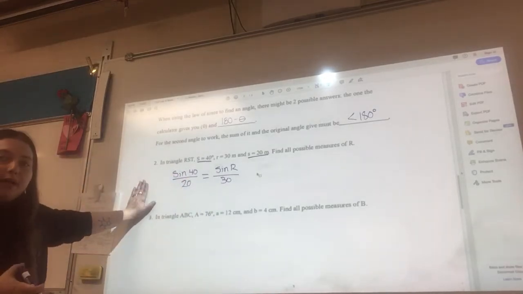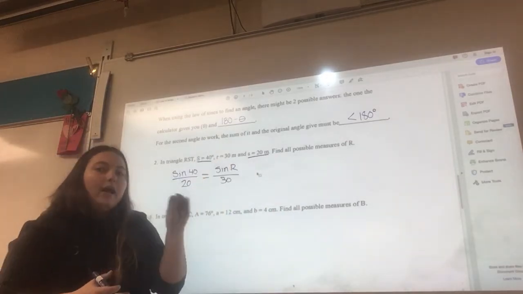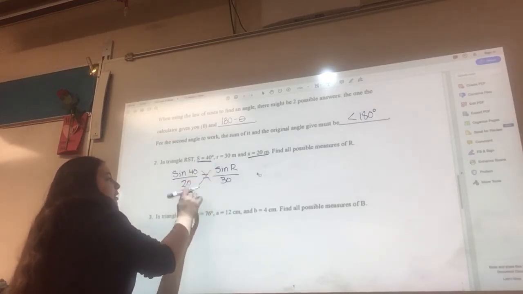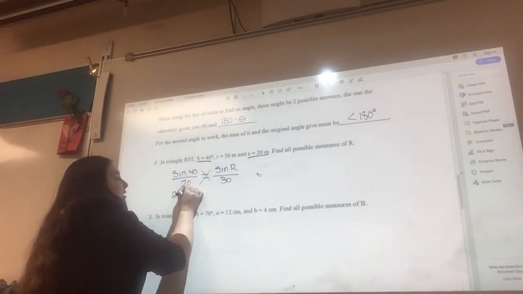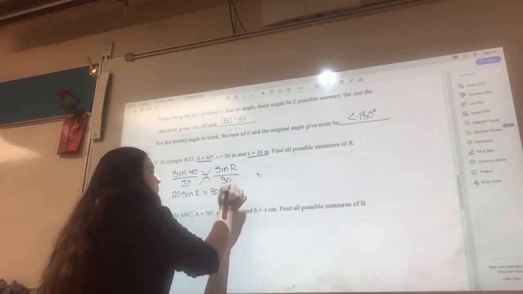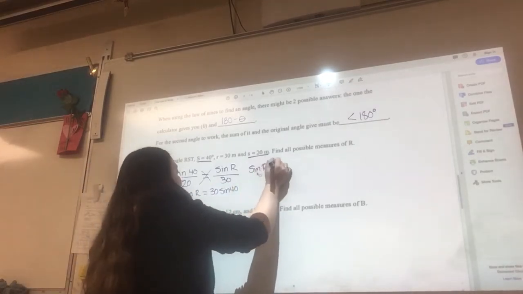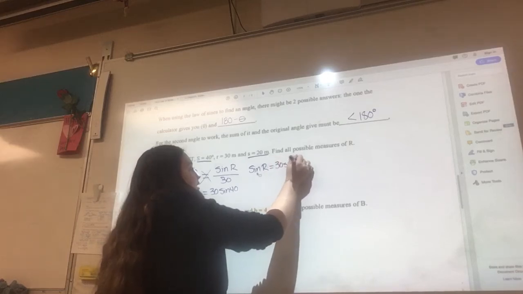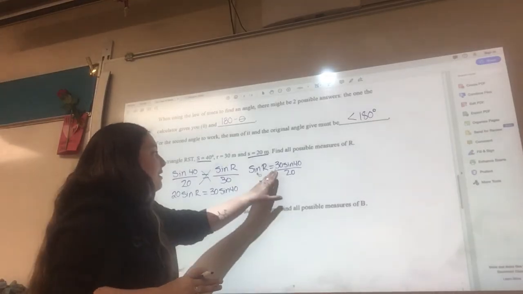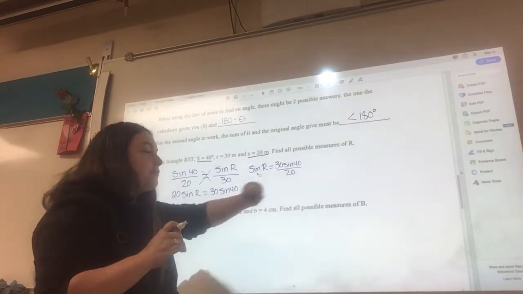I didn't have to set up the triangle because as long as S and s are together and you're looking for R with an r, you have enough information. So we're going to cross multiply. We get 20 sine of R equals 30 sine of 40. I'm going to divide by 20, so we have sine of R equal to 30 sine of 40 all over 20. If you simplify, you can only simplify the 30 and 20. You cannot simplify that 40 because it is inside of sine.